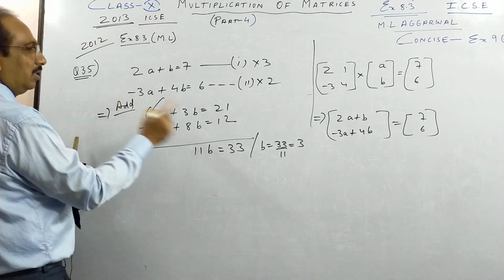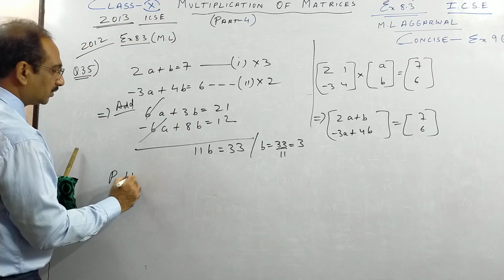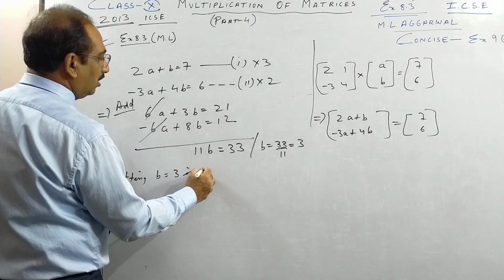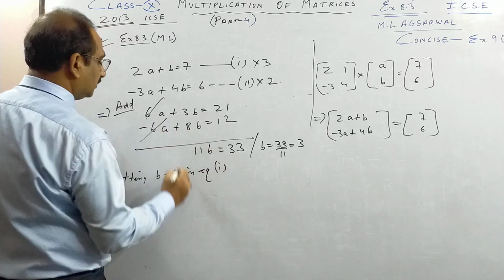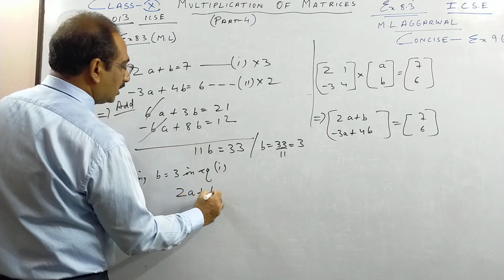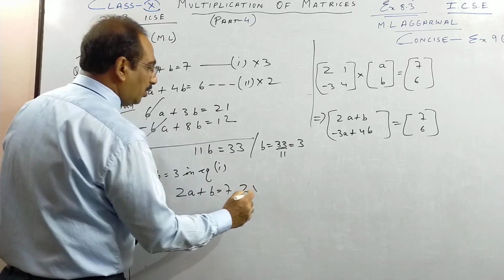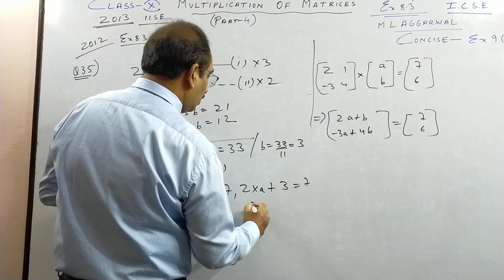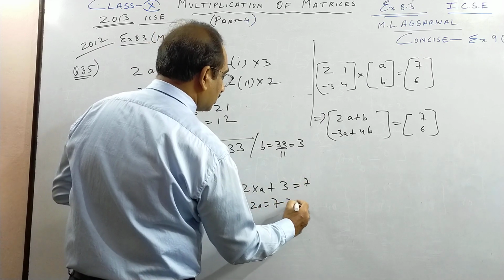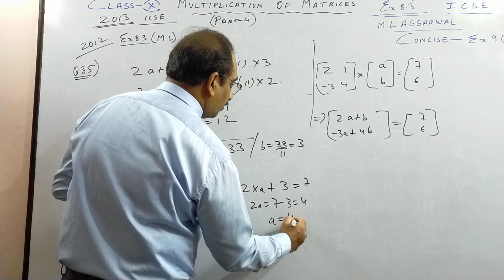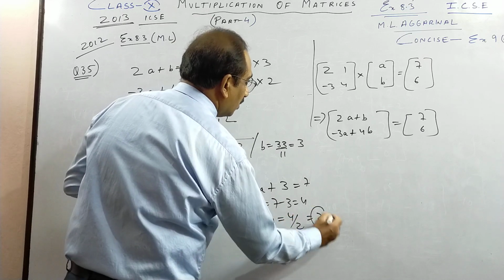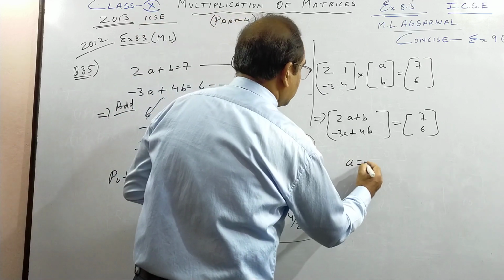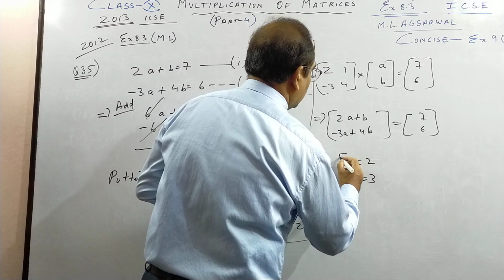So once I get b, putting b is equal to 3 in equation 1: 2a plus b is 7, so 2a plus 3 is 7, 2a is 7 minus 3 which is 4, a is 4 by 2 which is 2. So what do we get, children? a is 2, b is 3.